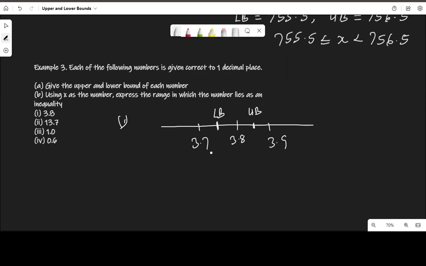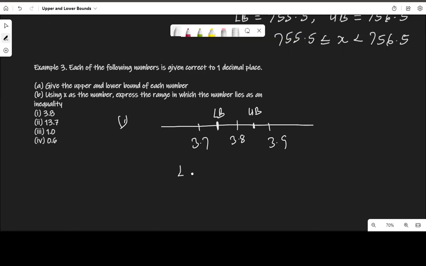Now, if you are not very sure, add this number to this number, divide by 2. That will give you the lower bound. For the upper bound, you add this to this, divide by 2. That will give you the upper bound. So in this case, I am used to calibration. I know that between 3.7 and 3.8, there is 3.75 there.